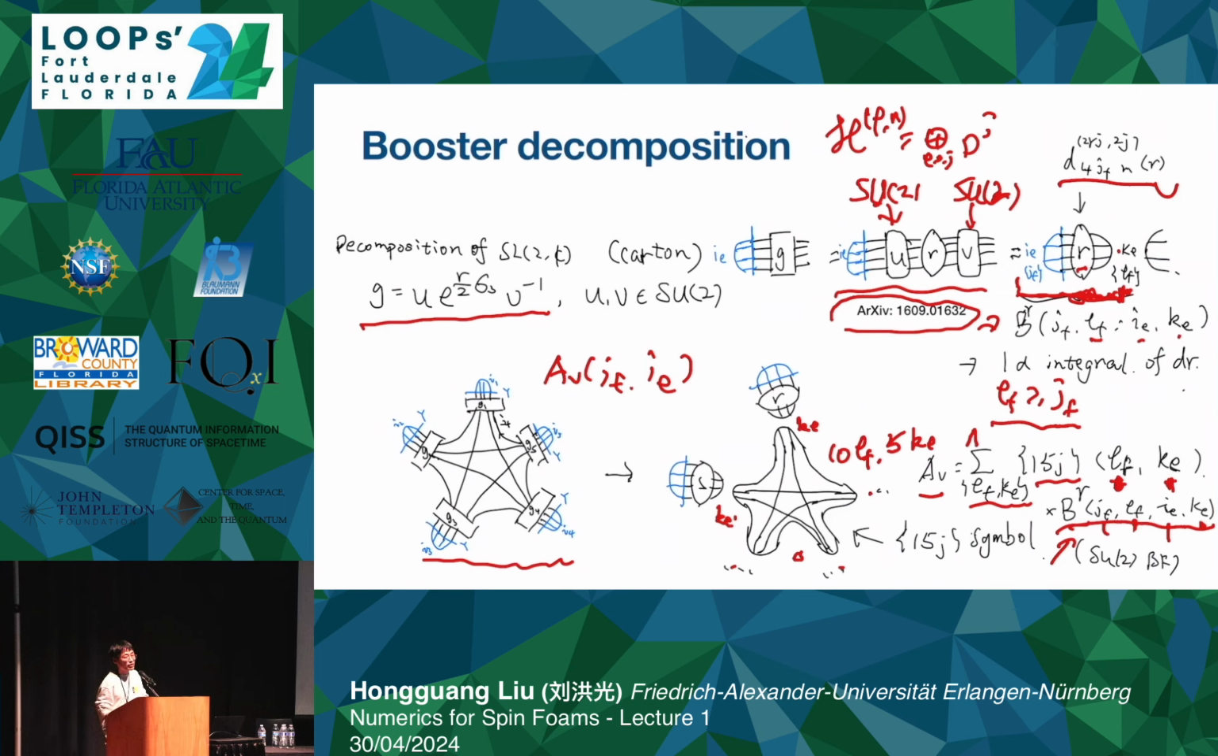Of course, this also tells you that when the spins become large, it's harder and harder to calculate everything because L needs to be large and all the intertwiner space becomes larger and larger.